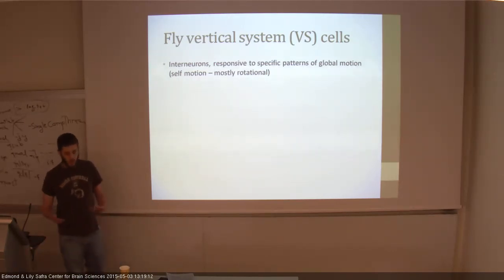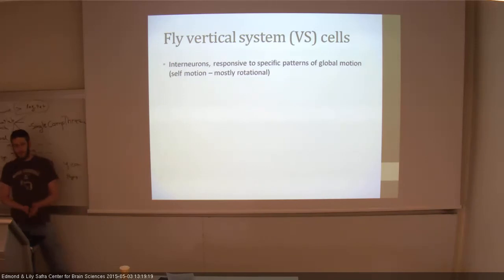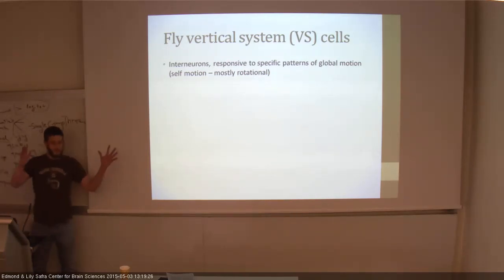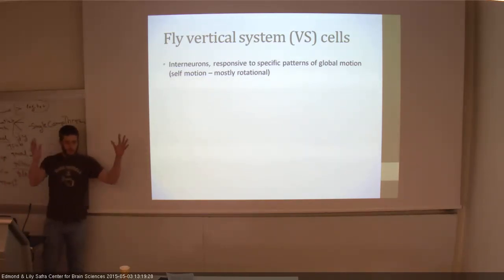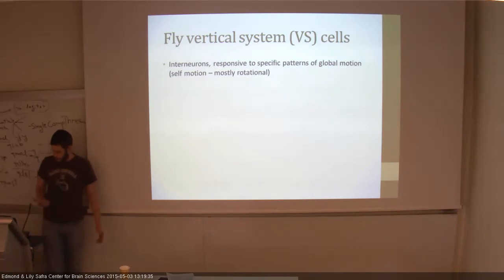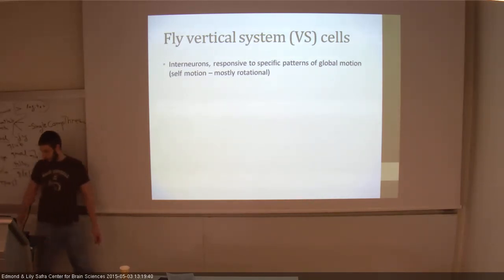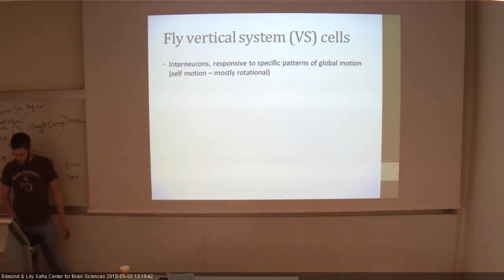They connect to different units on some level, and they're responsive to specific patterns of global motion. When I say global motion, in this context, this means self-motion. Global motion is when the entire field of view is moving, and if the entire field of view is moving, it probably means that you are moving. And due to the nature of the motion of the fly, it is mostly rotational. Okay, these are the proposed roles of the VS cells so far.